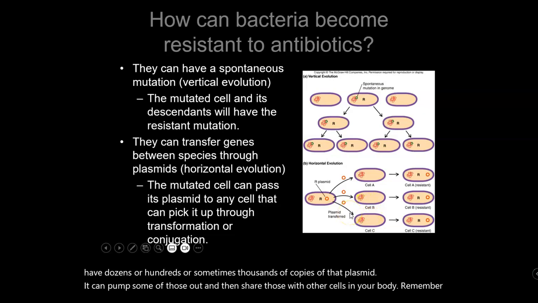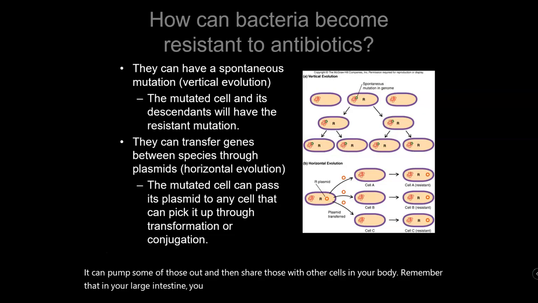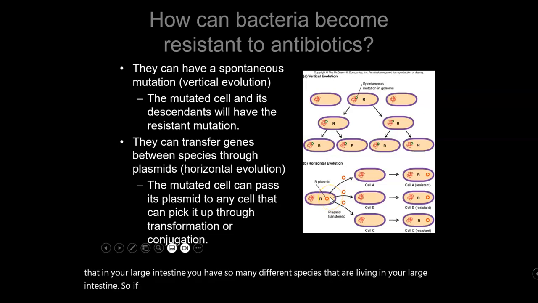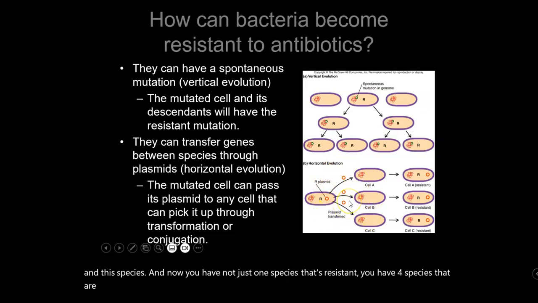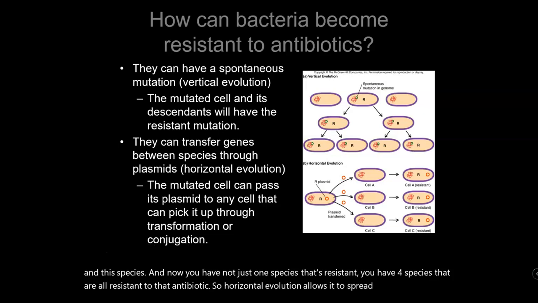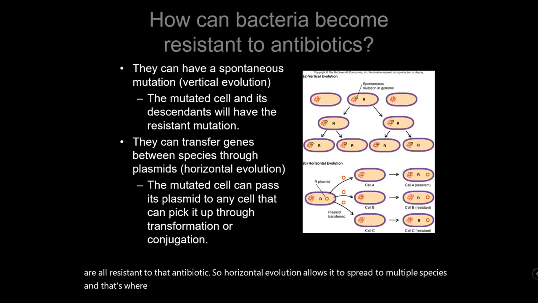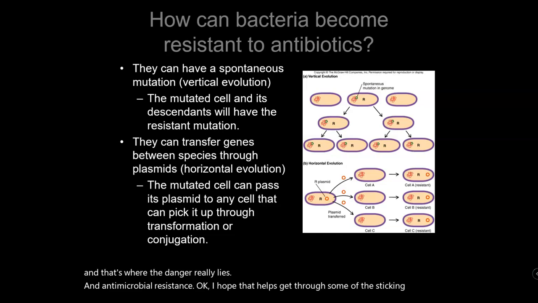Remember that in your large intestine, you have so many different species that are living there. So if this cell picked up resistance, it can share that with this species and this species and this species. And now you have not just one species that's resistant, you have 4 species that are all resistant to that antibiotic. So horizontal evolution allows it to spread to multiple species, and that's where the danger really lies in antimicrobial resistance.